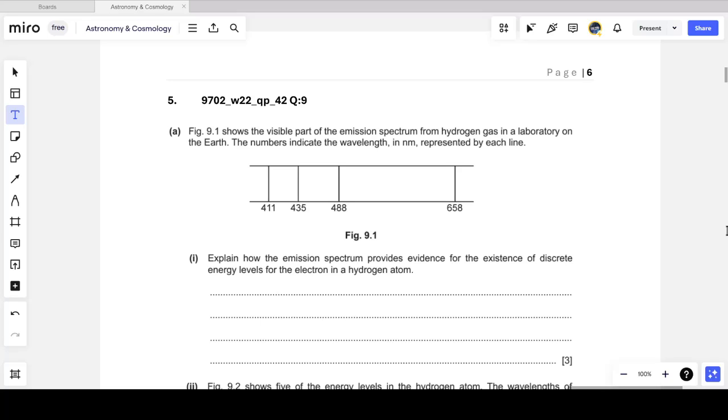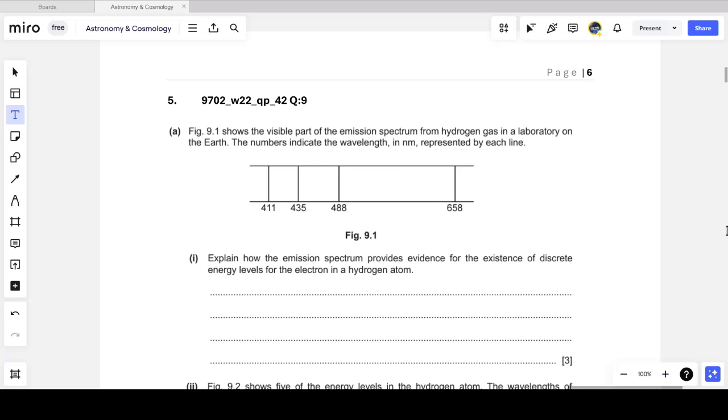We are told that figure 9.1 shows the visible part of the emission spectrum from hydrogen gas in a lab on the Earth, and the numbers indicate the wavelength in nanometers represented by each line. So I have hydrogen gas in the lab, I observe its emission spectrum using a diffraction grating, and I see some of the lines that appear here. These are the wavelengths of those lines. They could be different colors, red, green, blue, whatever.